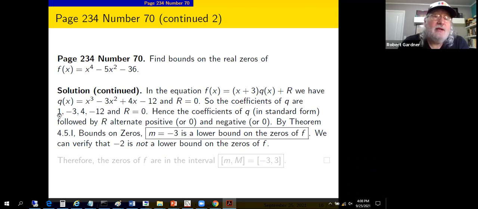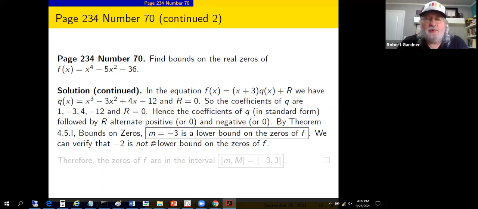They go positive, negative or 0, positive or 0, negative or 0, and the remainder, follow it with r, is positive or 0. This is the only one that is 0. So the coefficients in q, followed by remainder r, alternate positive or 0 and negative or 0.